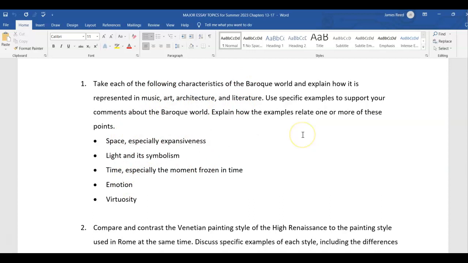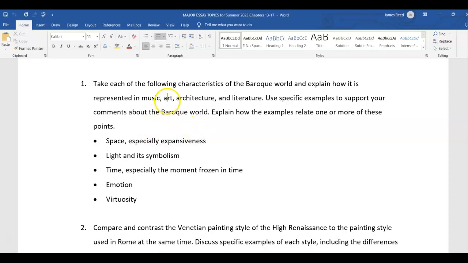as well. So again, talk about how each of these examples that you want to do, so if you do one music, one art, you may want to use more than one for art, especially. Architecture, maybe more than one for that one. And literature, same situation. And then discuss these 5. Now, you don't have to discuss every one of these. As it says here, one or more of these points.